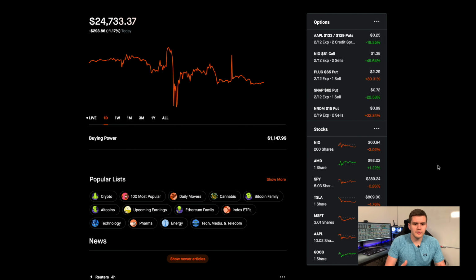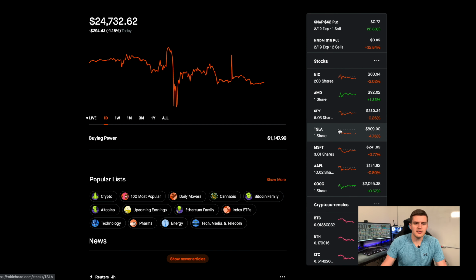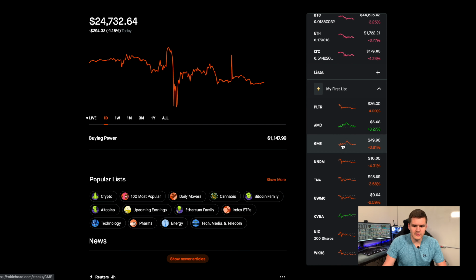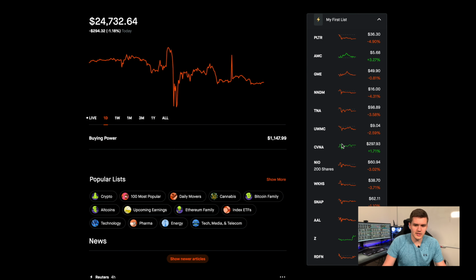Now that we're here on the Robinhood page, we can see that my account is on screen. We have options. Normally options are on the top part of your current positions tracker. Stocks are after that, and then cryptocurrencies are after that. And then you can have your stock tracking list after that as well.